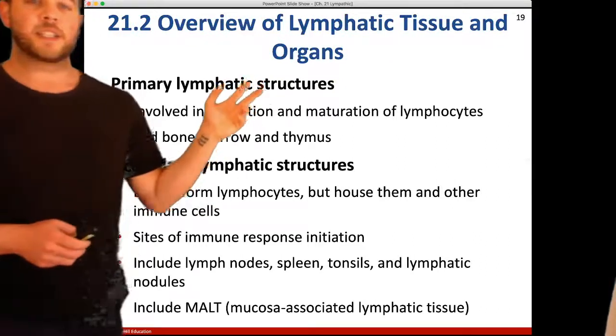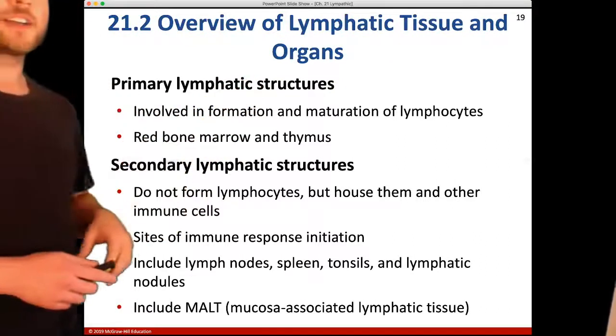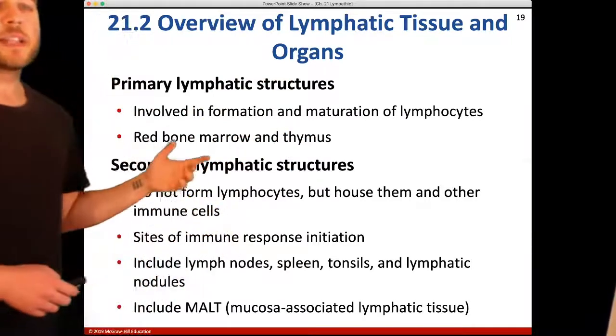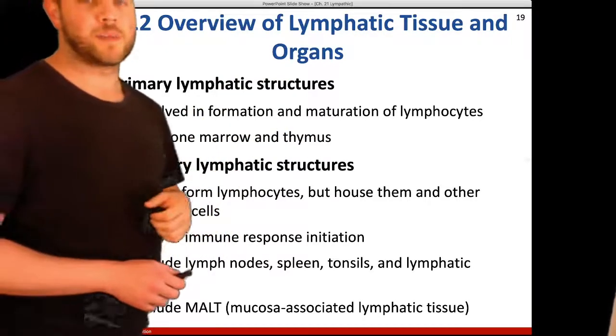Okay, lymphatic tissues and organs. You have primary and secondary structures. Primary are involved in the formation and maturation of lymphocytes. That would be your red bone marrow and your thymus.